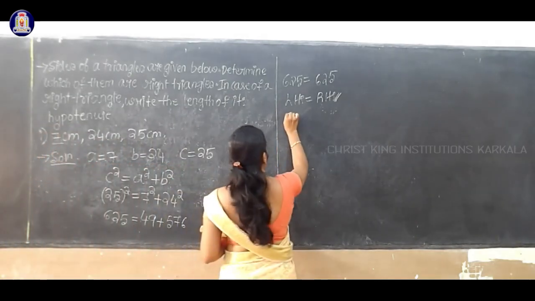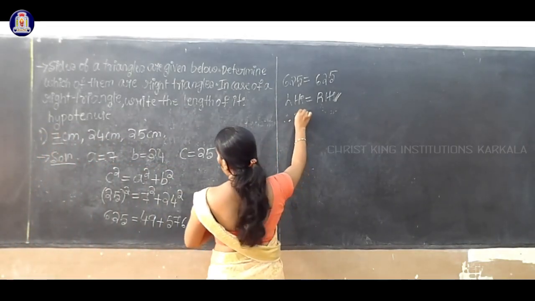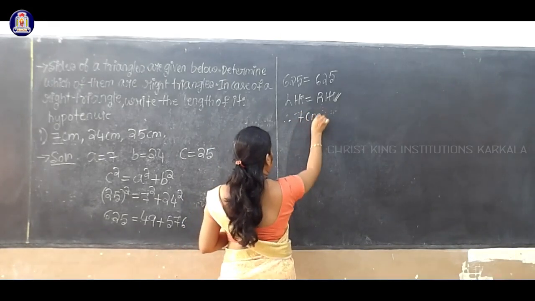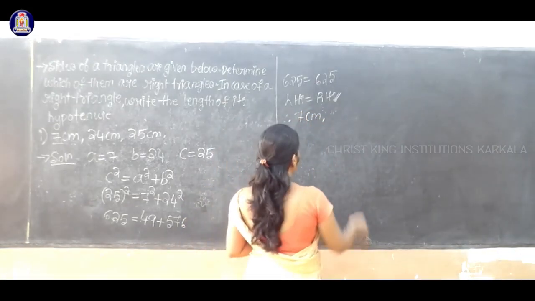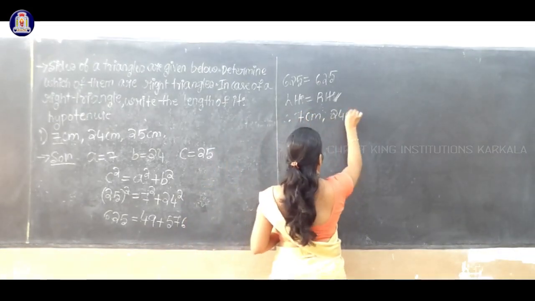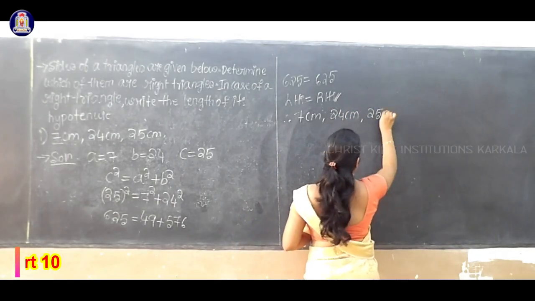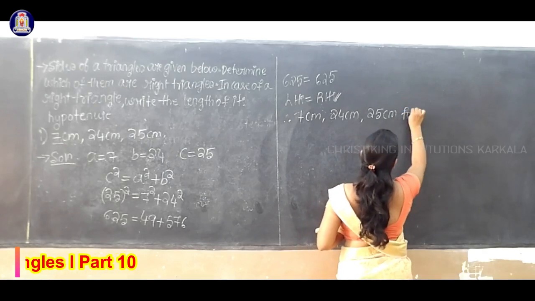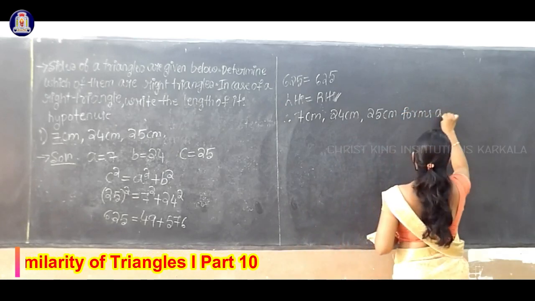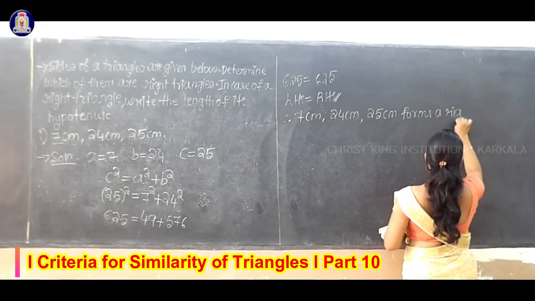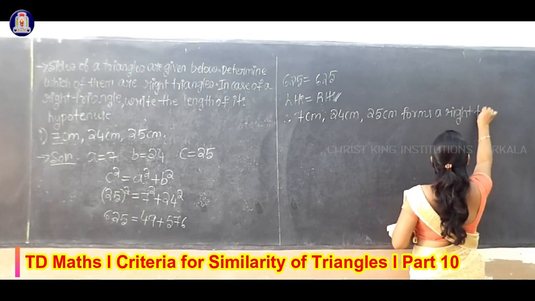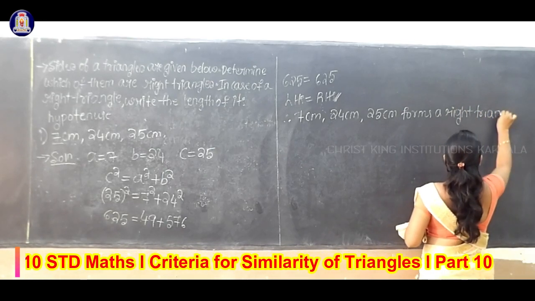So which are the three sides? Side lengths 7 cm, 24 cm, 25 cm form a right triangle.